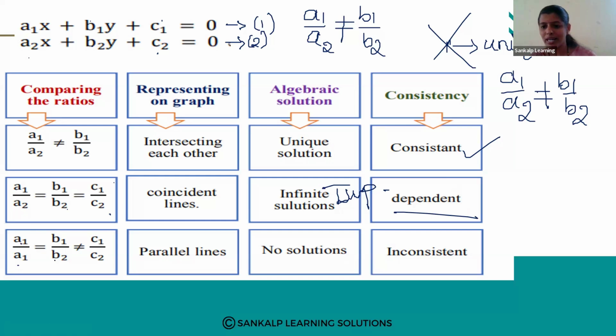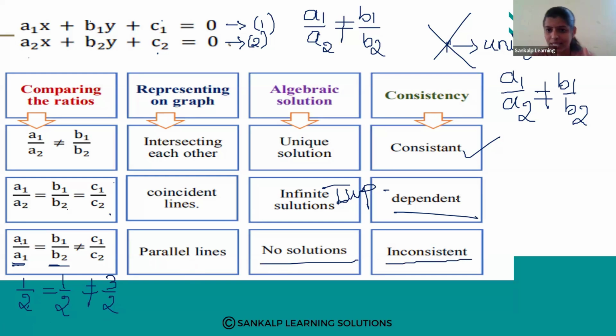Next, when you get the result A1 divided by A2 is equal to B1 divided by B2 is not equal to C1 divided by C2, that means the first two values are the same. So for example, A1 divided by A2 is 1 divided by 2 and B1 divided by B2 is also 1 divided by 2, but C1 divided by C2 is 3 divided by 2. Then you can say that A1 divided by A2 is equal to B1 divided by B2, but it is not equal to C1 divided by C2. Then the two lines are parallel lines. Okay, what type of lines will you get? You will get parallel lines. And how many solutions does it have? There are no solutions. Okay, and the graph is inconsistent.